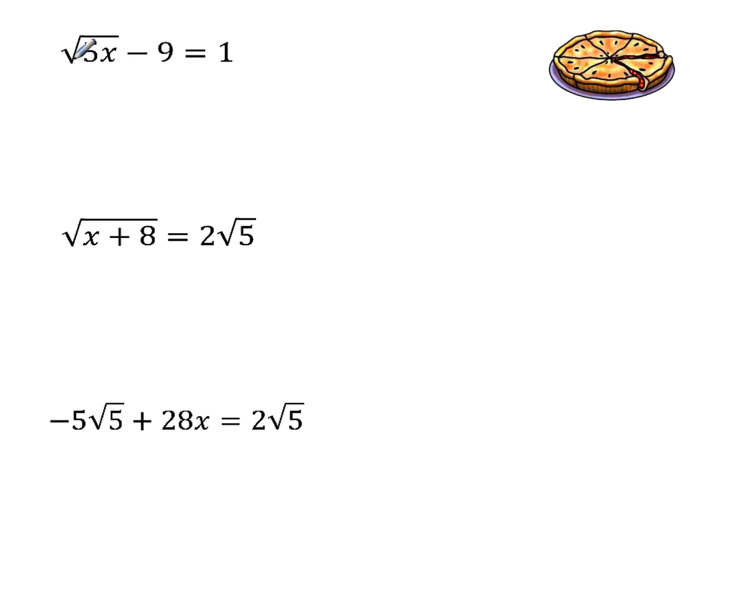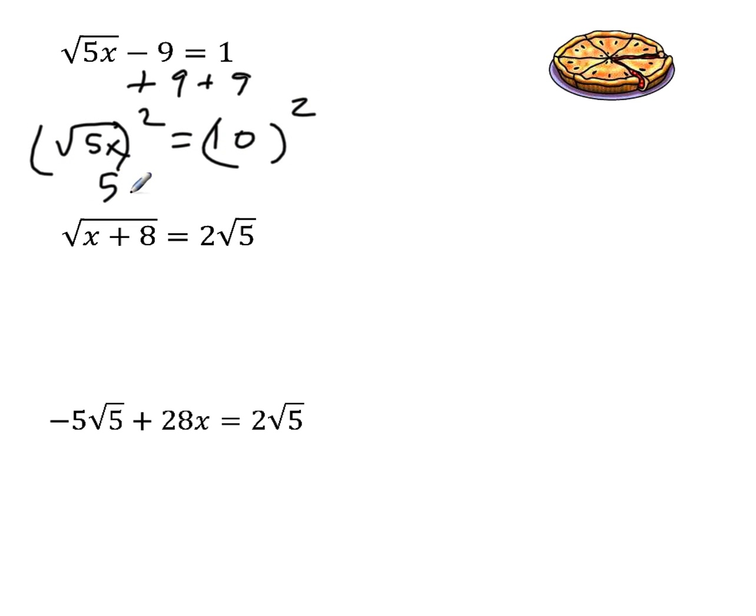So again, I want to get the radical by itself, so I'm going to add 9 to both sides. I'm going to get the square root of 5x equals 10. I'm going to square both sides. I'm going to get 5x equals 100. I'm going to divide by 5 on both sides. I'm going to get x equals 20.